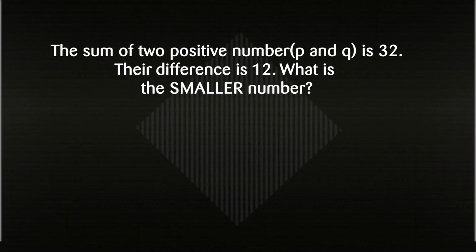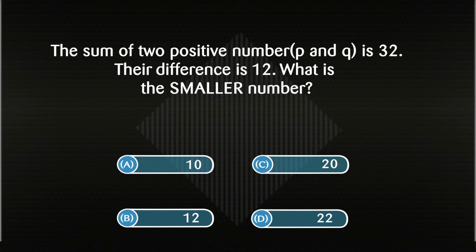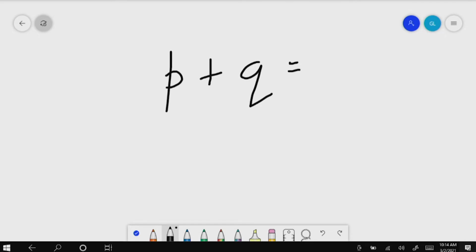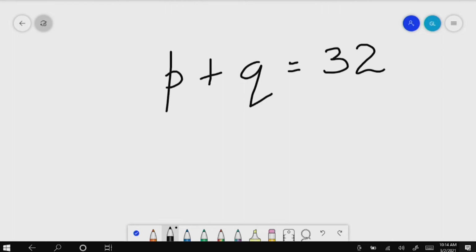The sum of two positive numbers, P and Q, is 32. Their difference is 12. What is the smaller number? So here we have a question which reads that we have two numbers, P and Q. When we add them, they give us a sum of 32. When we take these same two numbers and find their difference, it is equivalent to 12.